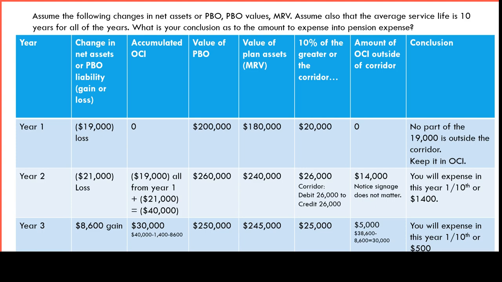Again, I don't really want you to think of it as a debit or credit on the loss. Just look at the 19. Is the 19 a number that is less than 20? And it is less than 20, so we can keep it there.